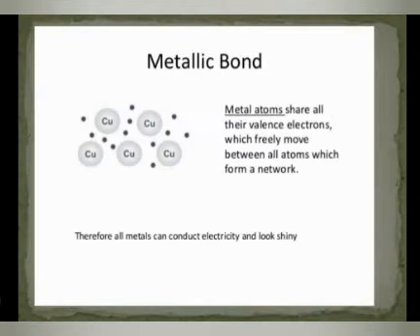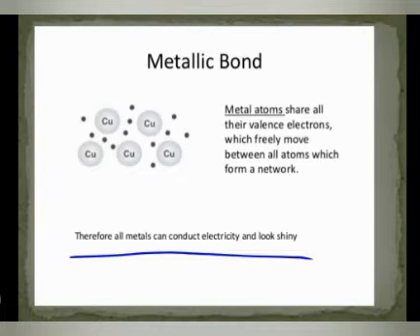Next is metallic bond. As the name represents, metal atoms share all their valence electrons, which move freely between all atoms and form a network, that is called a metallic bond. Like a copper wire, tin sheet, or iron sheet. All these are made up of metallic bonds, and therefore all metals can conduct electricity and look shiny.